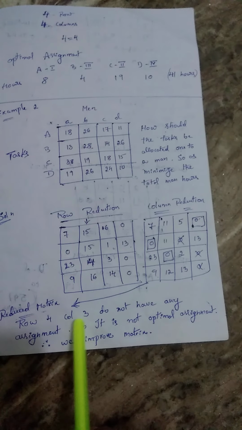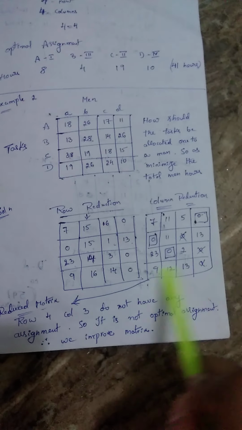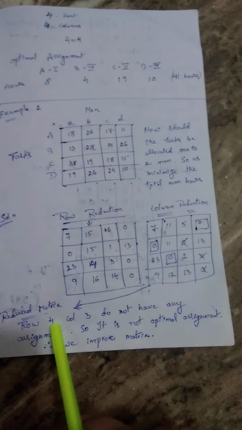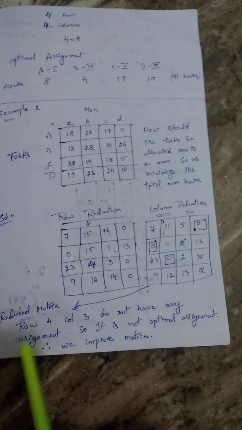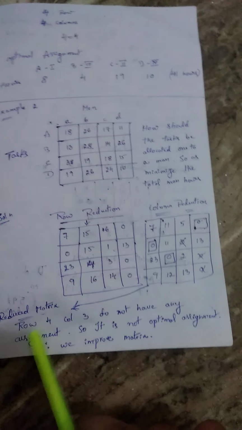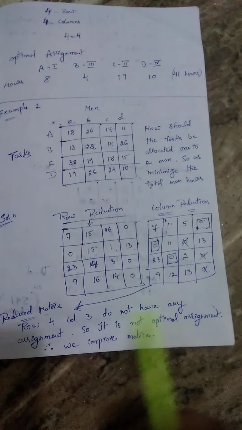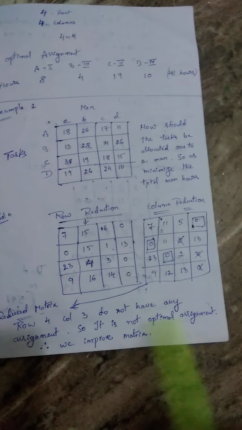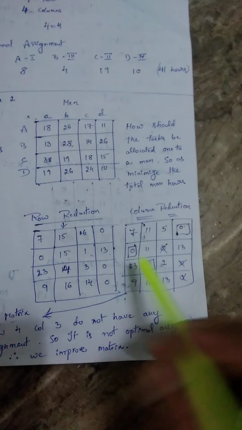Row 4 and column 3 do not have any assignment, so it is not an optimal assignment. We improve the matrix. And how are we placing the assignment?